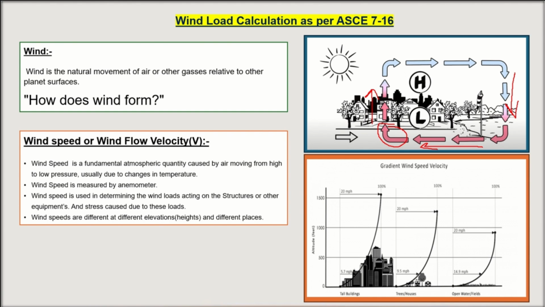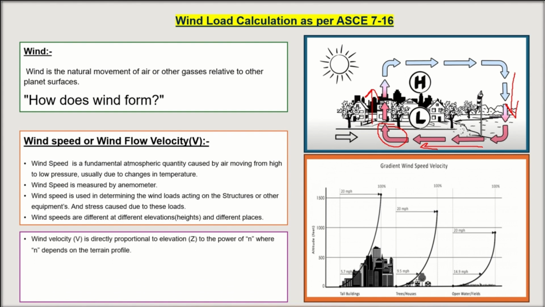Now we can see wind velocity. From this we can say wind velocity is directly proportional to elevation to the power of n, where n depends on the terrain profile, whether it is an open or closed profile. So V is proportional to z to the power n, where V is the wind velocity, z is the elevation above ground level, and n depends on the terrain profile. This is the formula for finding wind velocity.